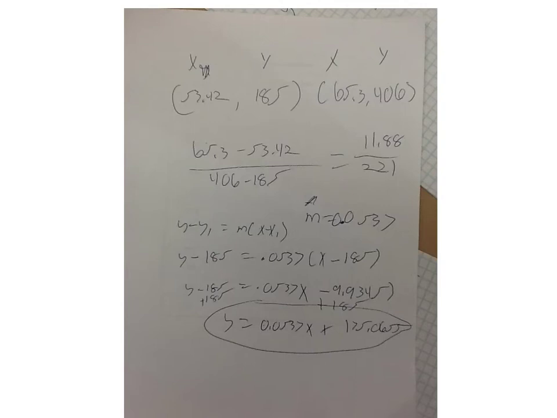The final answer to that equation was y equals 0.0537x plus 175.0655. Using that equation right here, I should be able to plug in any temperature and be able to find the sales outcome for that temperature.